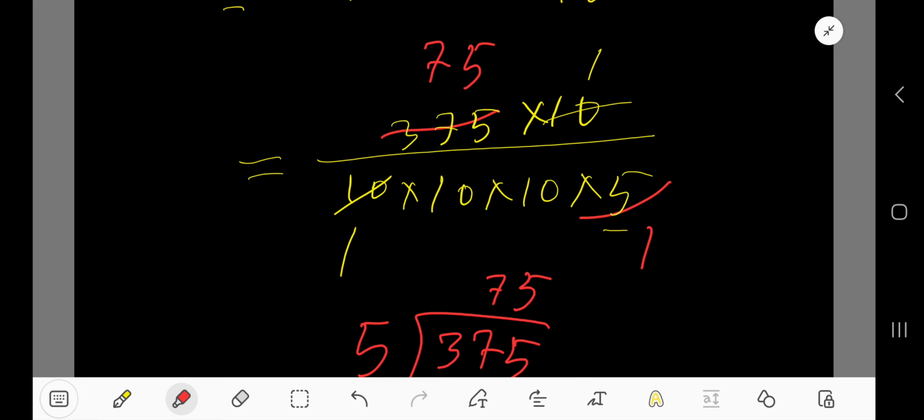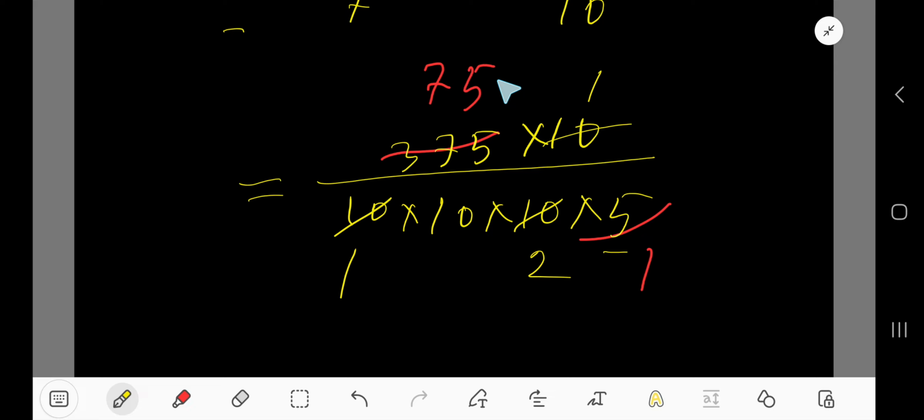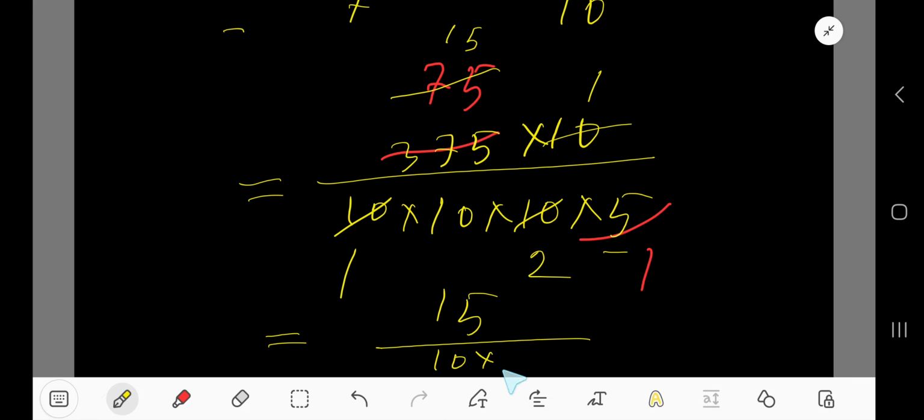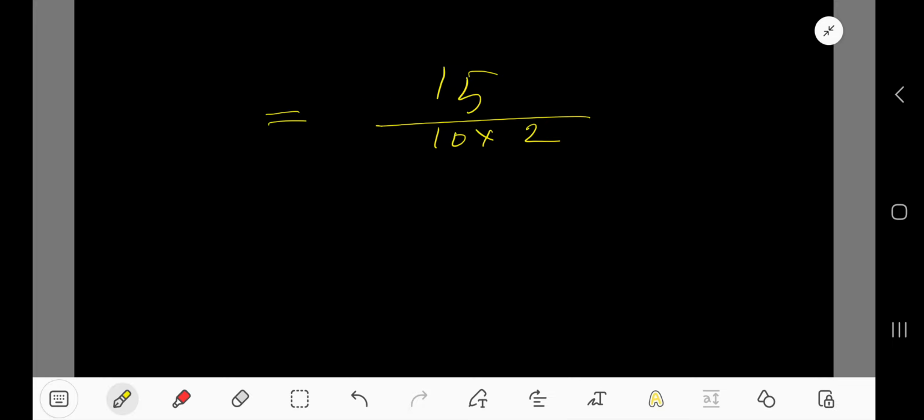Again, target these two numbers. 10 is also divisible by 5, you will get 2, and 75 is also divisible by 5. 5 goes into 7 1 time. If you subtract, then you will get 2, then 25. That is 5 times 5, so 15. So look, we are getting 15 divided by 10 times 2 actually. Again, you can reduce this fraction. How to do that? Just divide this 15 by 5, you will get 3. Divide this 10 by 5, you will get 2. That is 3 over 4.